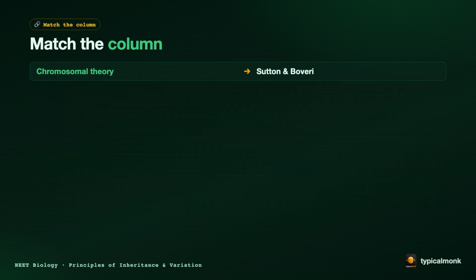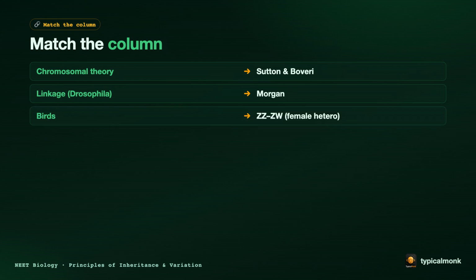Now, the second drill, match the column. Make the correct pairing. Chromosomal theory, Sutton and Boveri. Linkage on Drosophila, Morgan. Birds, ZW, that is the female, is heterogametic. And the grasshopper, XO.